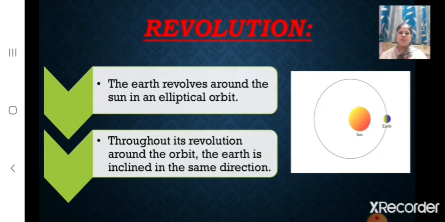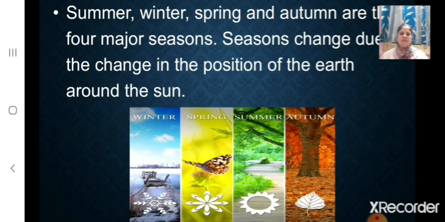Children, what is the second motion of the earth? Revolution. We know that the earth revolves around the sun in an elliptical orbit, and throughout its revolution around the orbit, the earth is inclined in the same direction. Children, what are the four main seasons? Summer, winter, spring and autumn are the four major seasons. And what causes change of seasons? Seasons change due to the change in the position of the earth around the sun.